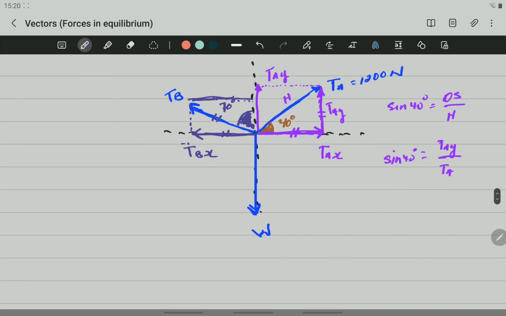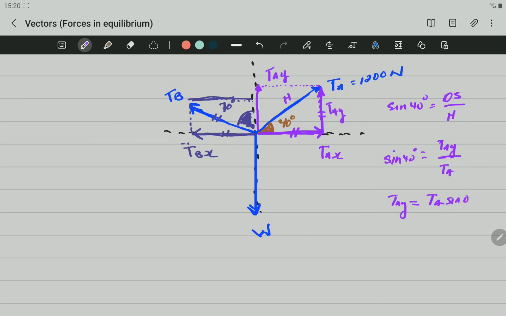Alright, and if you rearrange for tension, you have that the tension in A in the y-axis is equal to tension A multiplied by sine of 40 degrees. Okay, sine 40 degree. So this is how to calculate the tension in A.